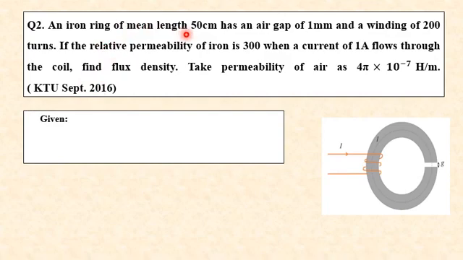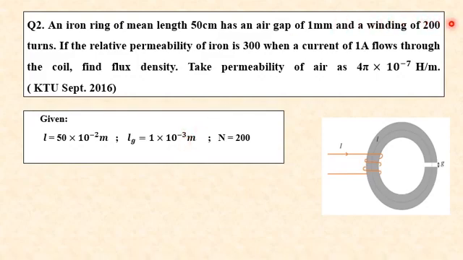Here it is given the mean length of the ring is 50 centimeter. So here the mean length, that is denoted in the figure as small letter l. Mean length means it will also include the length of the air gap. So that is given as 50 centimeters, converting it into the SI unit, that is 50 into 10 raised to minus 2 meter. And the air gap length, that is given as 1 mm, that is Lg, that is equal to 1 into 10 raised to minus 3 meter.